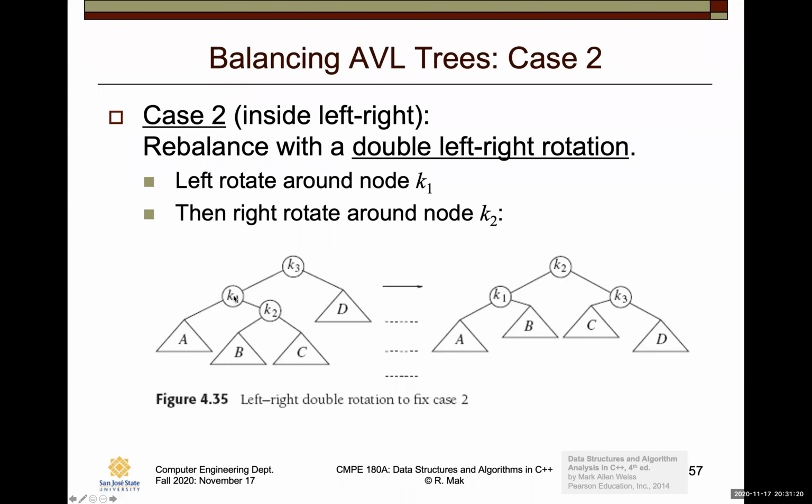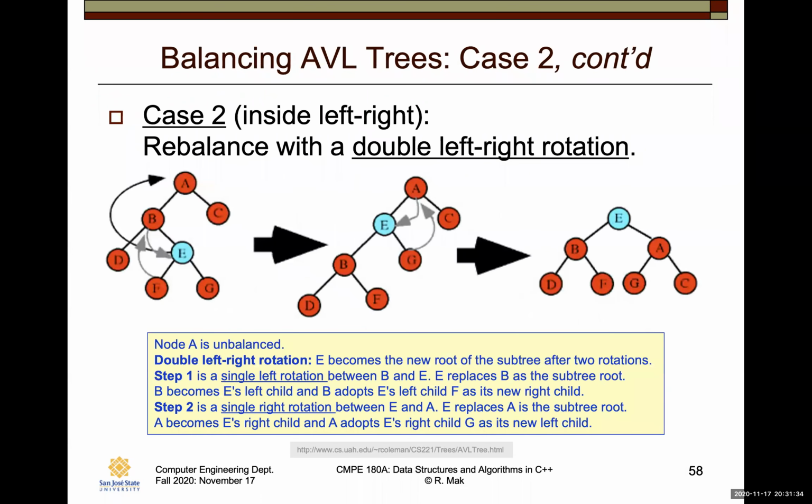And after the right rotation, it ends up being the root. And now we have the tree balanced again. Okay, now let's take a look at an example with these examples.